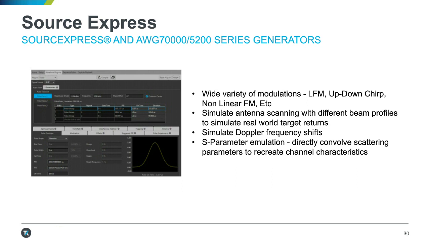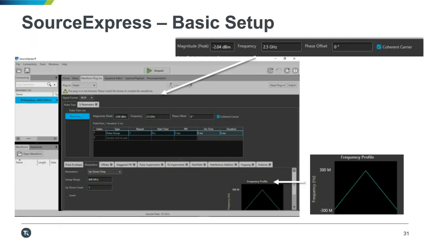Here's a basic example of me generating an arbitrary waveform of an up and down chirp, which you can see in the lower right-hand side of the screen. I've centered it up at 2.5 gigahertz, and I'll be passing that to an up converter. So, a reasonably intuitive and simple user interface.